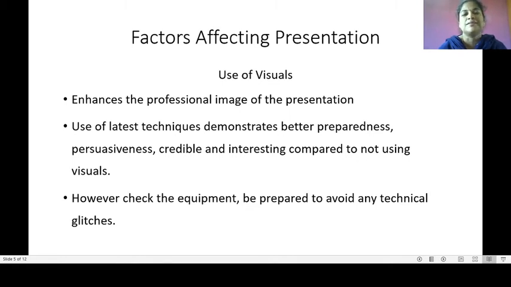I can give you an example for visuals. For example, we all watch TV, right?